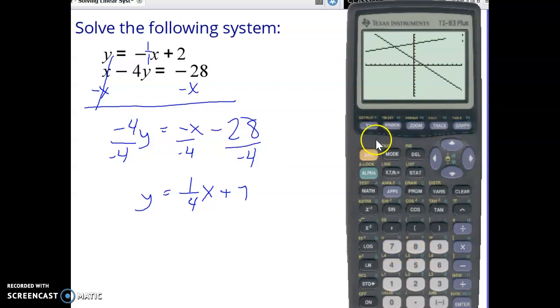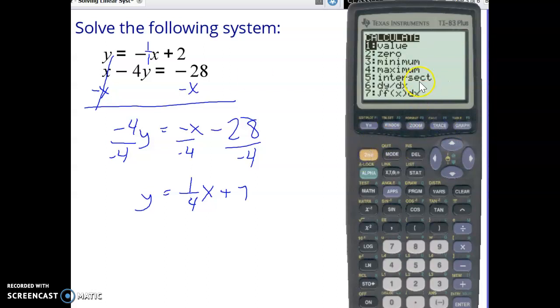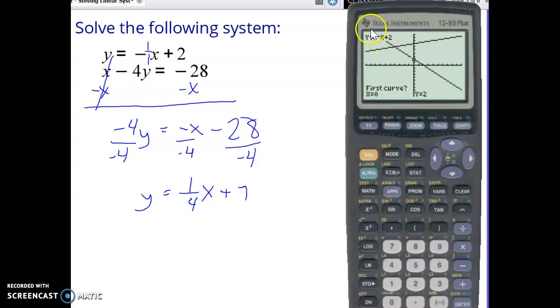All right, there's my 2 lines. Okay, now remember to get to calculate, second, calc, and we're going to find the intersection of the points. Is y1 my first curve? Yes, it is, so hit enter to tell it yes. Is y2 my second curve? Yes, it is, so hit enter to tell it yes.